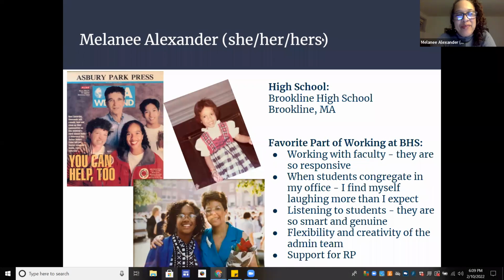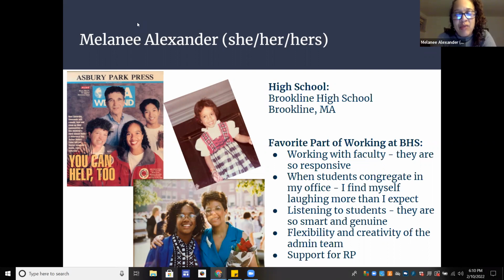I am very new to Burlington and to Vermont, but this has been a wonderful change for me. I grew up in Brookline, Massachusetts, and went to Brookline High School. There's one high school in Brookline, and that's the one I went to. Funny thing is, right now I am visiting my grandmother, who's 102 years old, so all these pictures I found at her house.